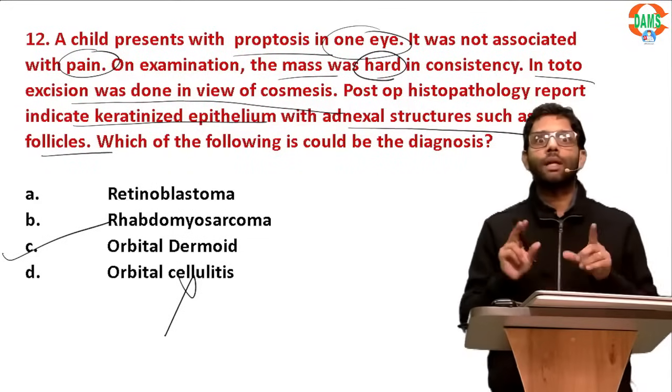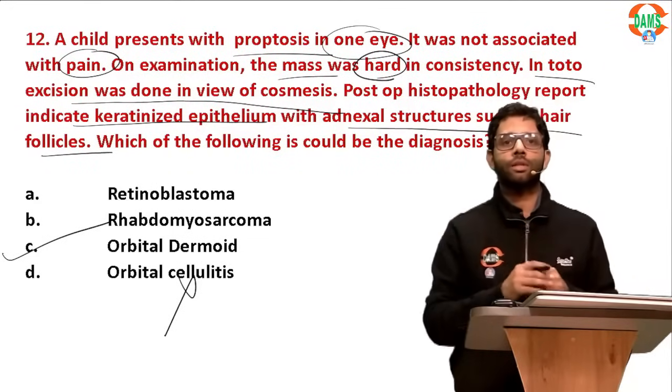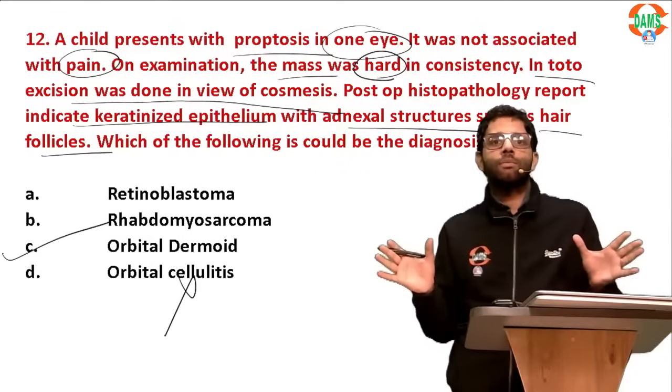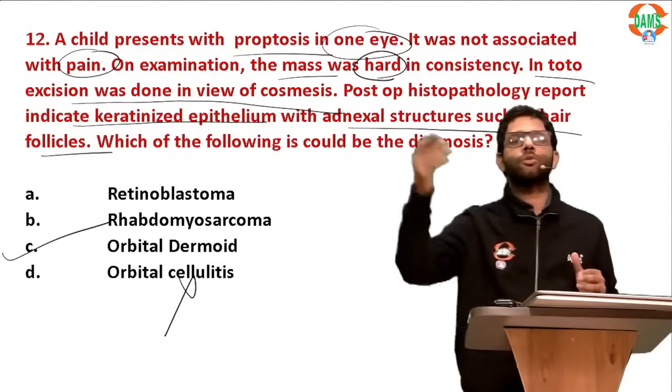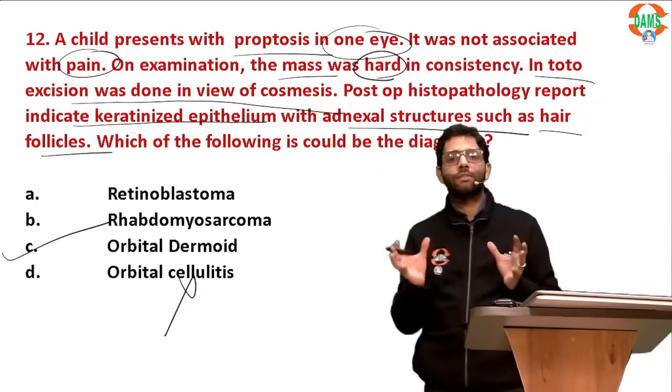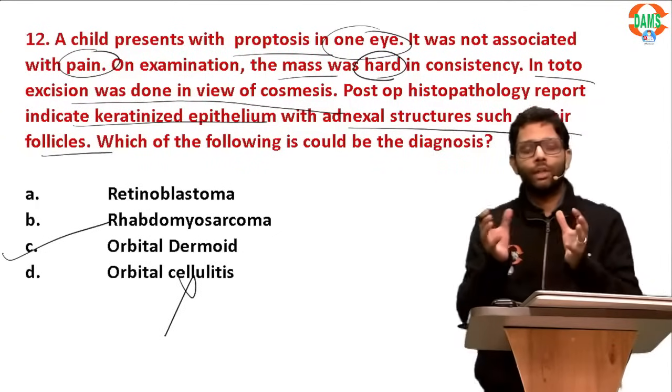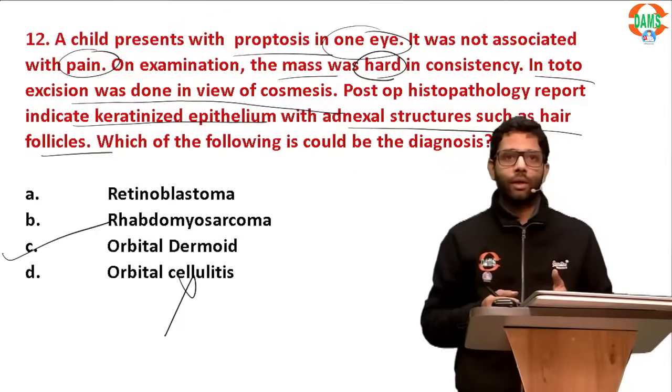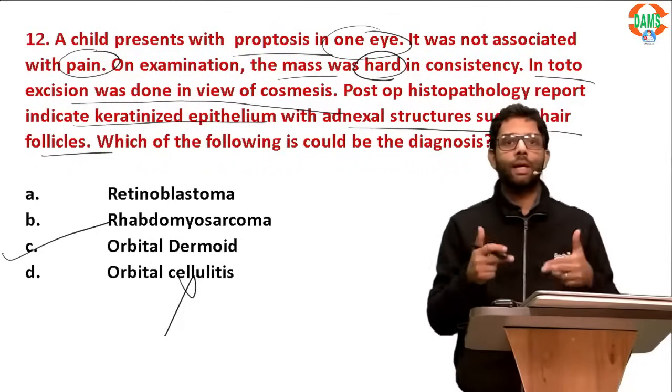Dermoid, not limbal dermoid. Limbal dermoid will not cause proptosis. Any dermoid is a germ cell tumor, but orbital dermoid can cause proptosis. It's the most common benign tumor of the orbit in a child. That's why in toto excision is given. In toto excision is done for orbital dermoid. It is a choristoma, normal tissue in an abnormal place.